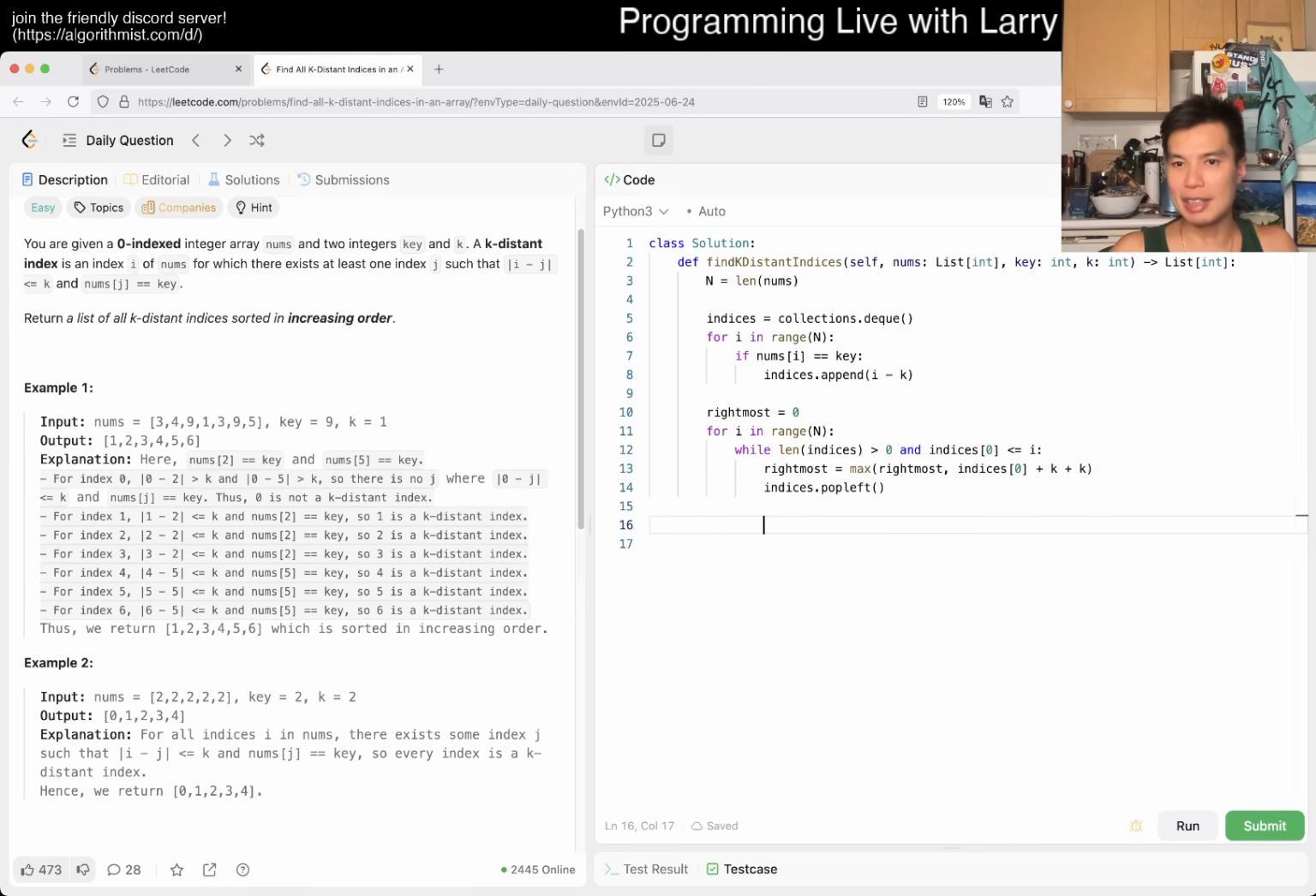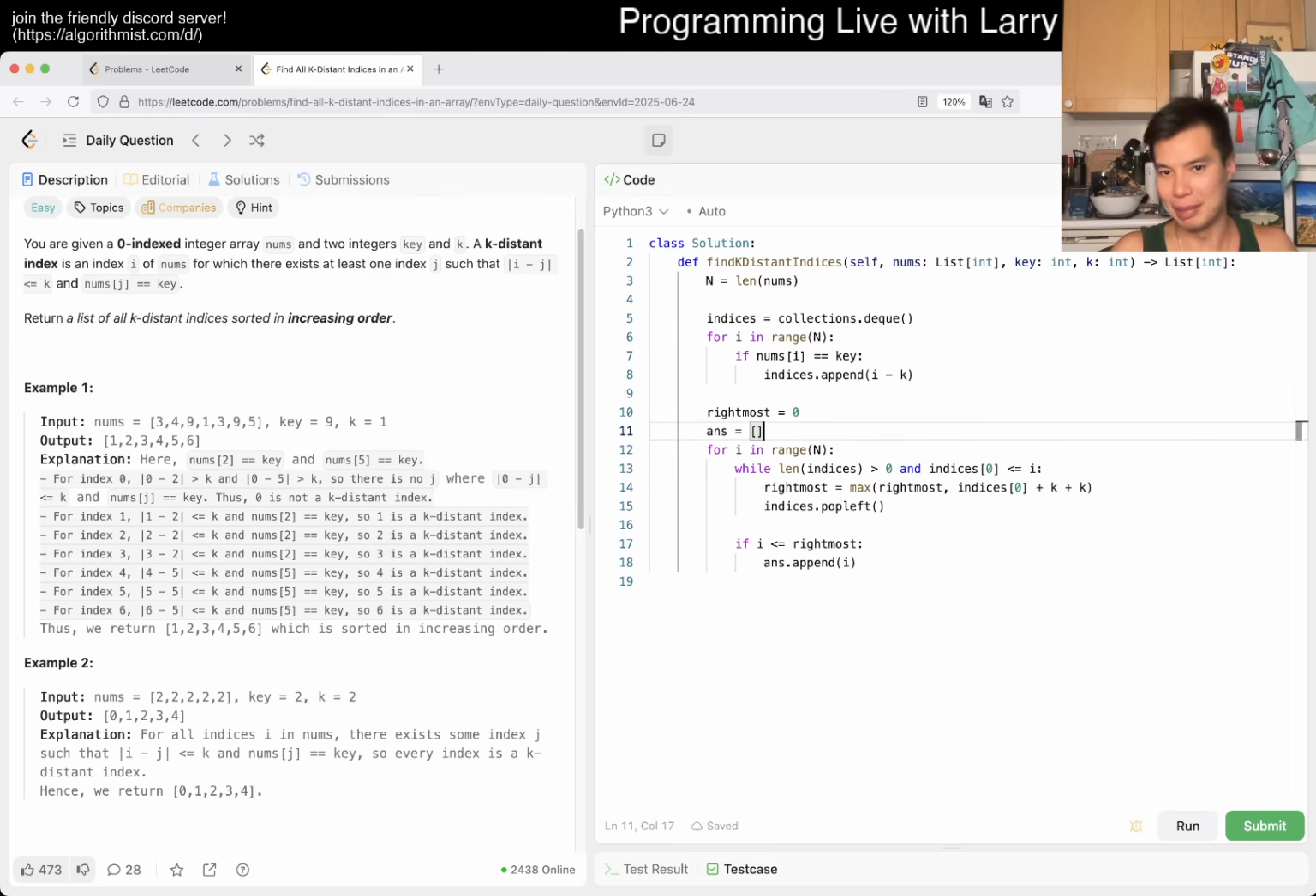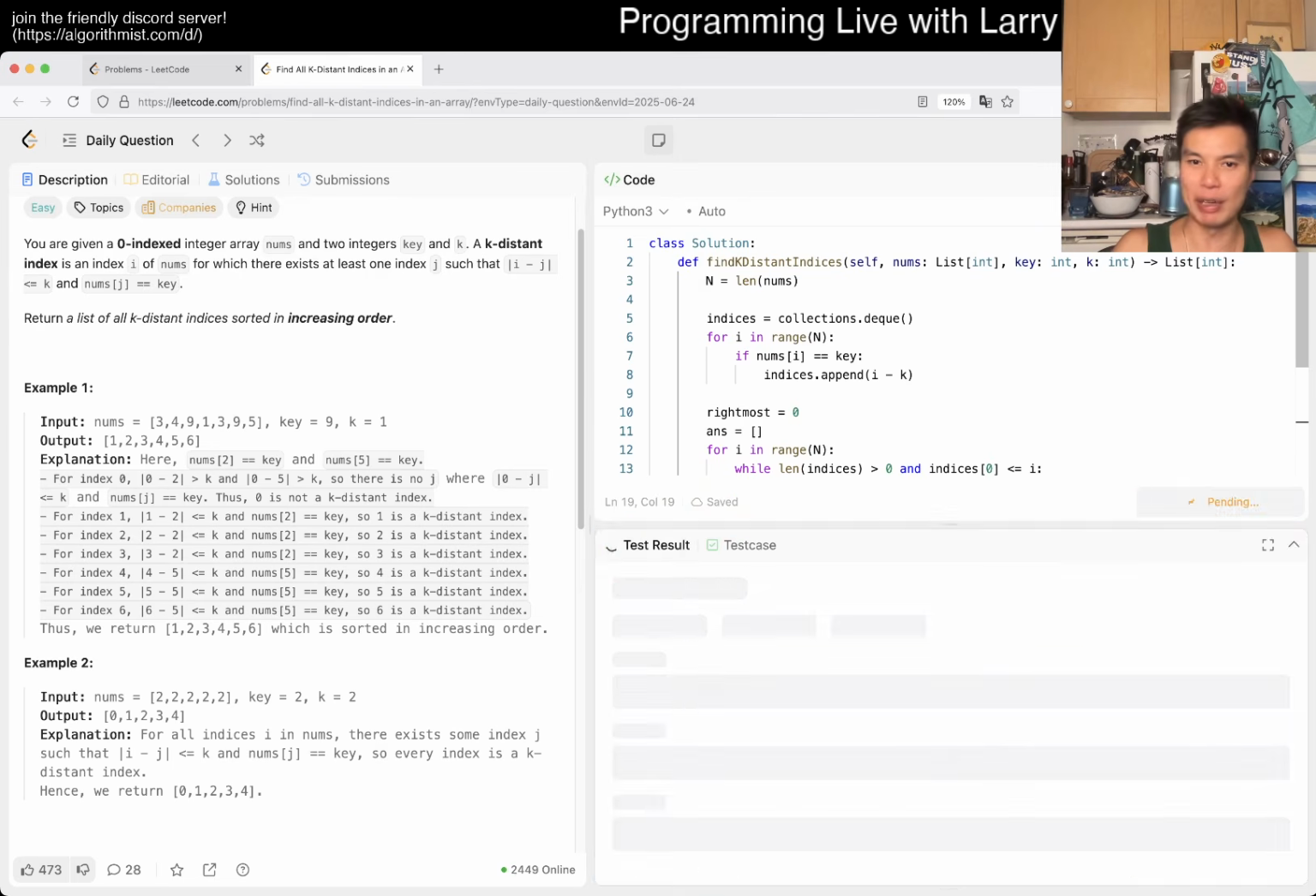Because the indexes contains the left side of the segment, and then now we want to update the right side. So that means that now, if i is less than or equal to rightmost, then we append i to the answer, and we should be good. Maybe, maybe not. I mean, we kind of turned this problem into a harder one, because we made it O of n.